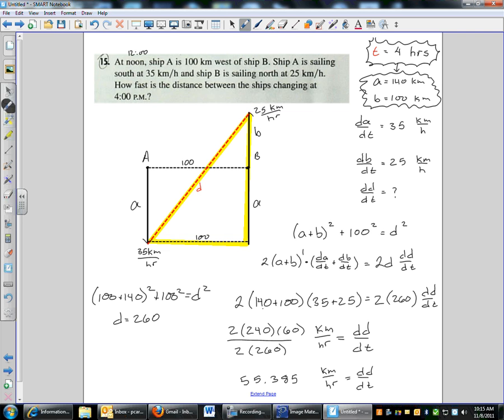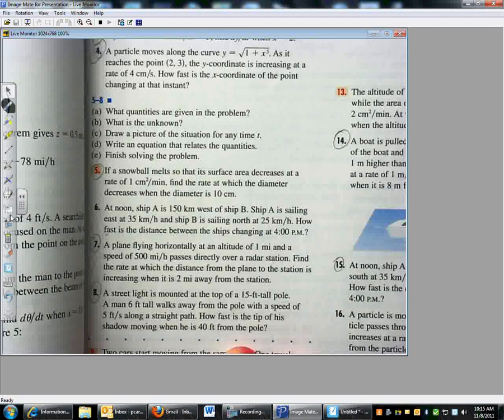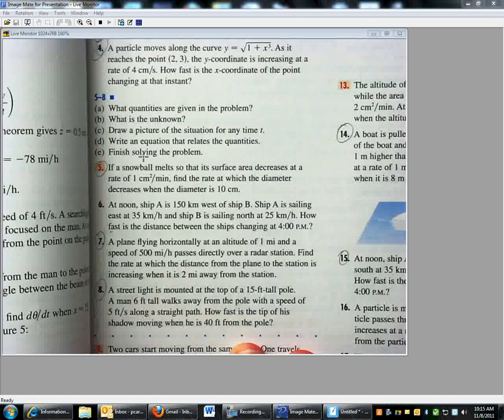Oh, we good on 15? You good on 15? Any other questions on that one? Do we need another one? 5. The snowball. Never really got that gross.